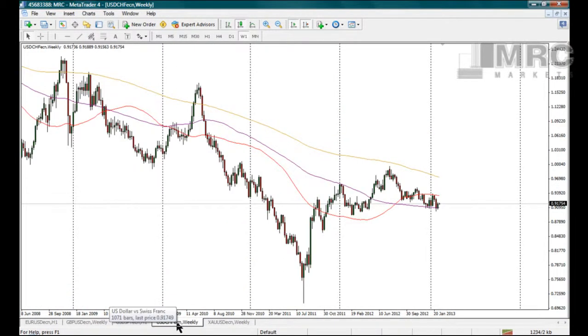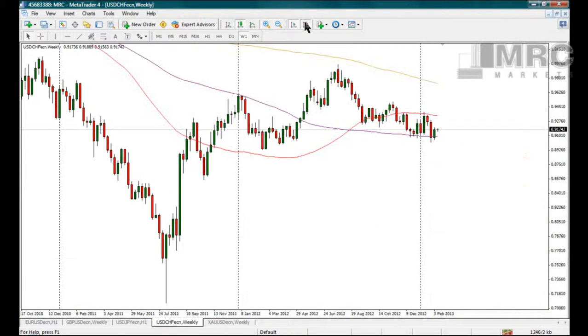Dollar yen, this is the weekly chart. Same sort of picture really, it's just been chopping inside this 55-week moving average and the 100-week moving average. You can see last week's candle, quite a bullish candle, not a huge reversal, but we closed above this 100-week moving average, and it looks like it'll want to come up and test this 55-week moving average.